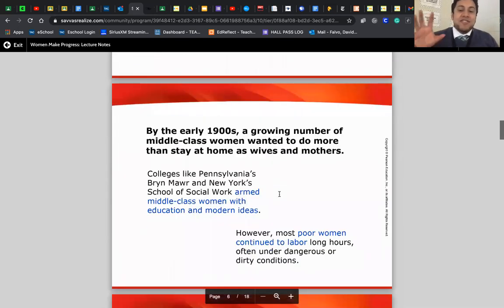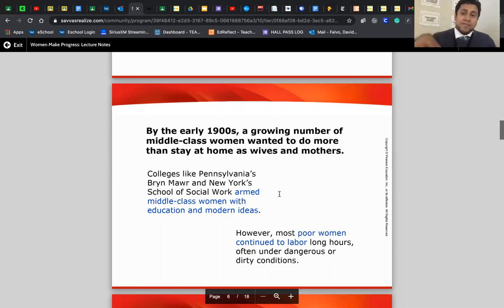By the early 1900s, a growing number of middle-class women wanted to do more than be stay-at-home wives and mothers, as I said. So colleges like Pennsylvania, Bryn Mawr, and New York's School of Social Work armed middle-class women with education and modern ideas. Having the power of education is one of the most powerful things that you can have. If you've seen outside my door, for those of you that have been in my classroom physically, you'll see a quote that education is the greatest power. I'm not saying that verbatim, but it's powerful. Education is a very powerful asset to have. And they armed these women with these ideas for greater equality in society. But that was more for the middle-class women.